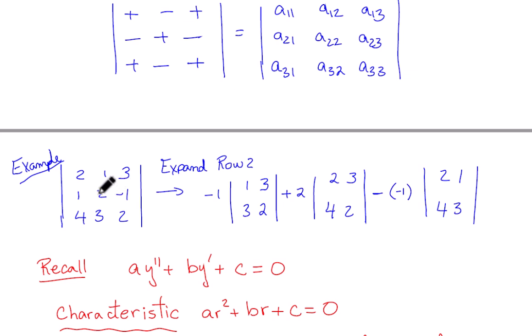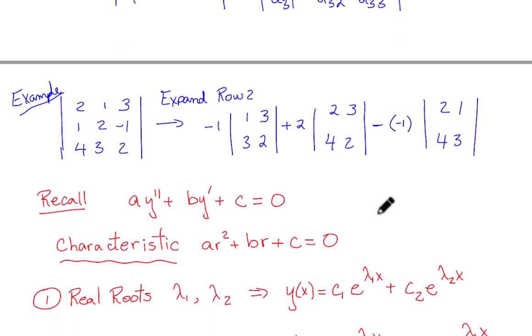The 2 position is a plus, so plus 2. Again, cover up the column and row it's in, and you get 2, 3, 4, 2. And the last one is a minus 1, but the position is a minus. So minus a minus 1, and then the subdeterminant, cover up the column and row, and I get 1, 2, 4, 3.